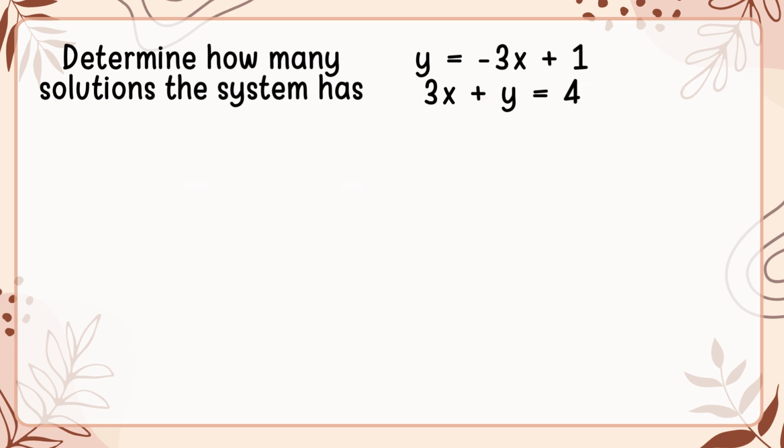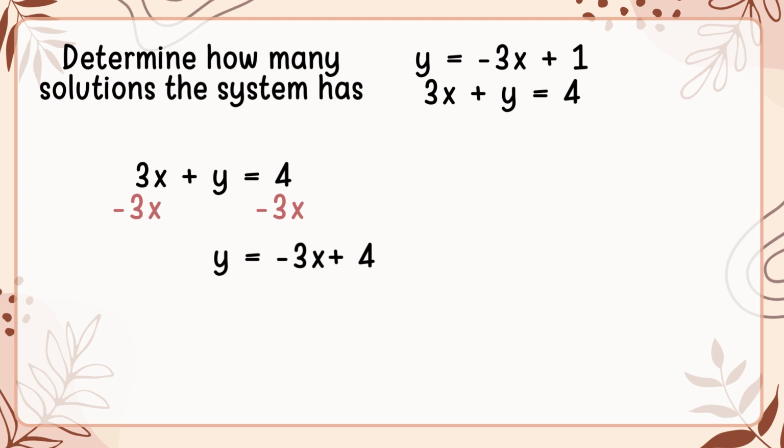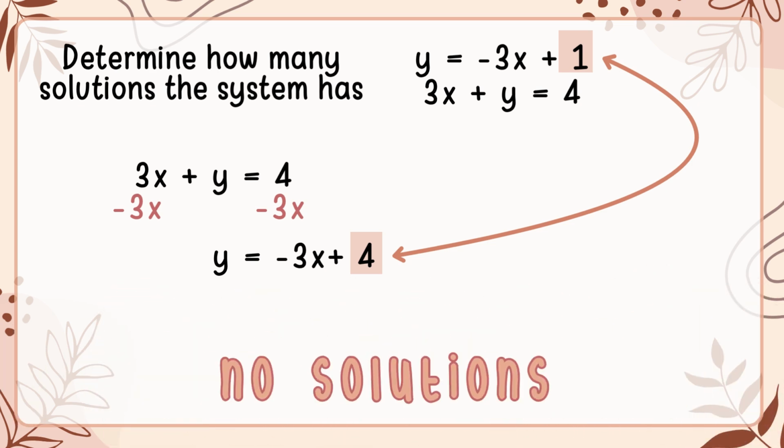Let's see how many solutions this system has. Our first equation, y equals negative 3x plus 1, is in slope-intercept form. So let's take our second equation and also put it in slope-intercept form. To solve for y in this one, we just need to subtract 3x from each side. So we have y is equal to negative 3x plus 4. If we compare this to our first equation, we see that our slopes match, but our y-intercepts are different. So this says that the lines will be parallel. So this has no solutions.